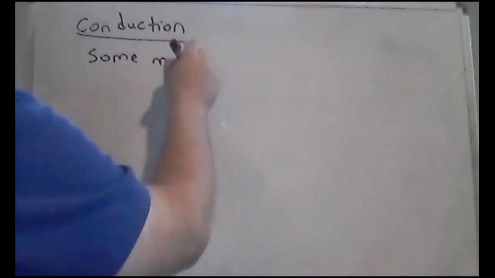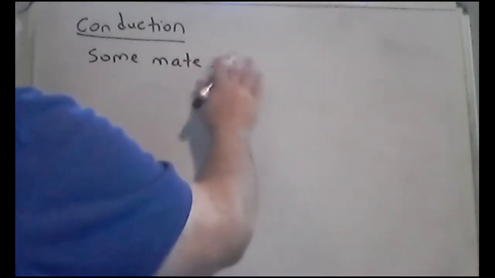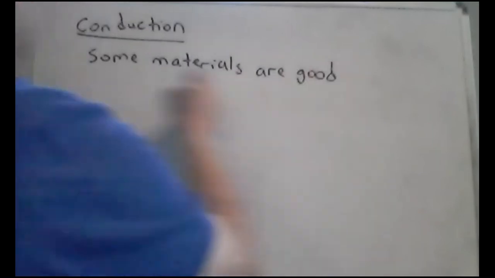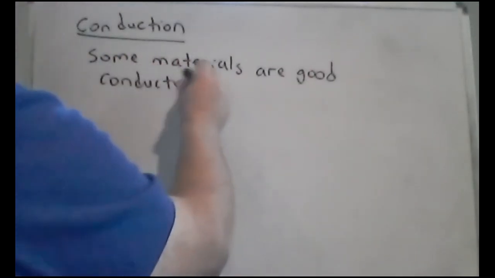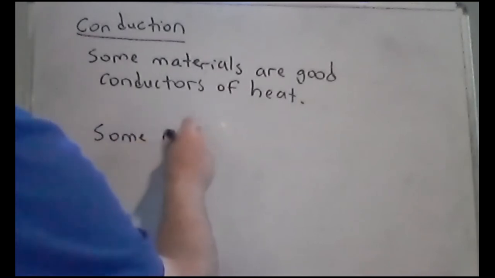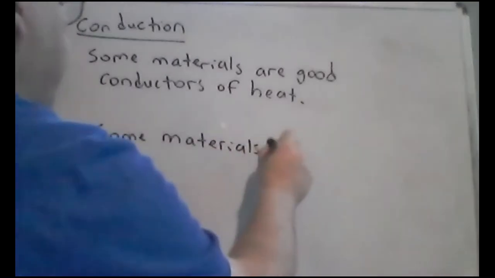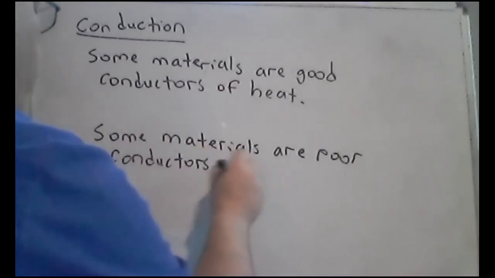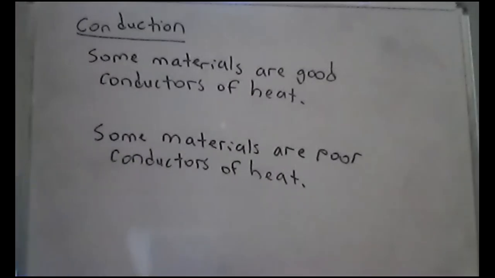So, as I say, some materials are good conductors of heat, and some materials are poor conductors of heat. Now, as it turns out, if a material happens to be a good electrical conductor, it happens to also be a good thermal conductor. So let me rewrite this.